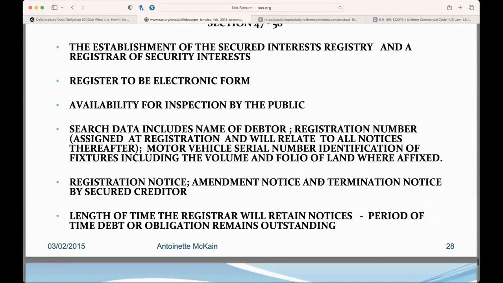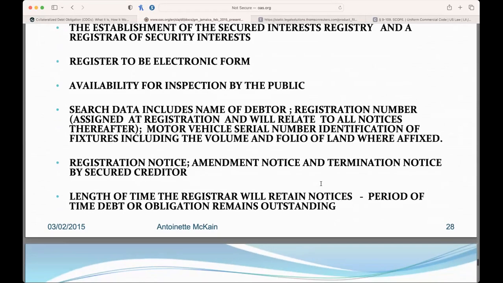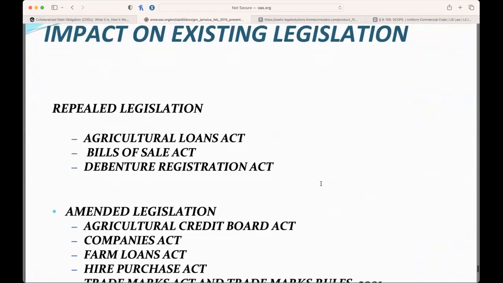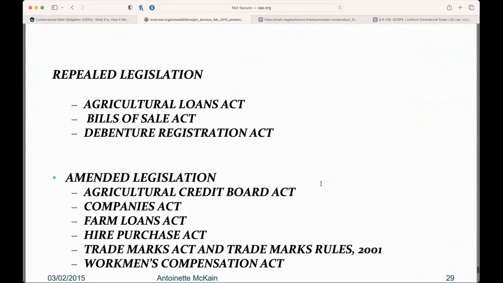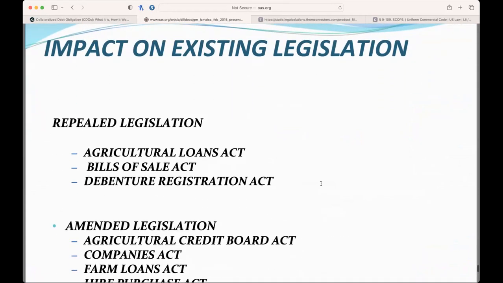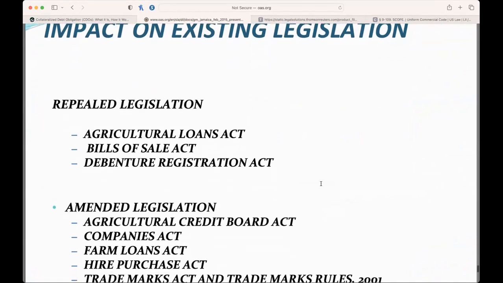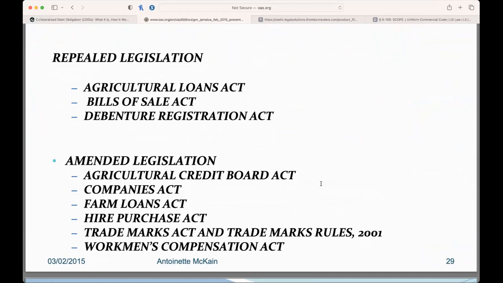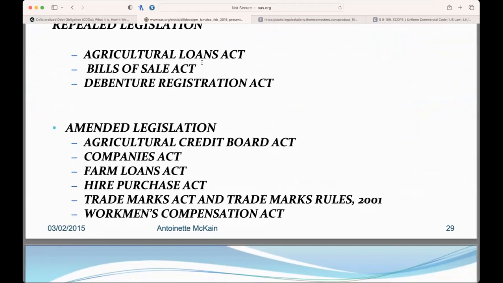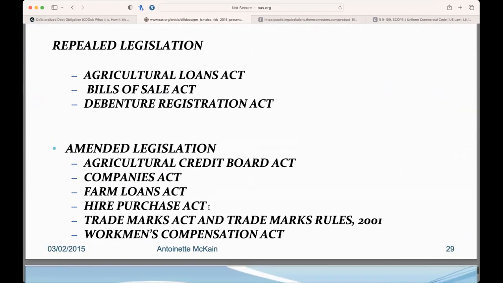Length of time the registrar will retain notices: the period of time the debt or obligation remains outstanding. And so, the passing of this act repealed these legislations: the Agricultural Loans Act, Bill of Sale Act, which I want to read, I haven't read this one, and the Debenture Registration Act. It also amended legislation: Agricultural Credit Board Act, Companies Act, Farm Loans Act, Hire Purchase Act, Trademarks Act and Trademark Rules 2001, Workmen's Compensation Act.